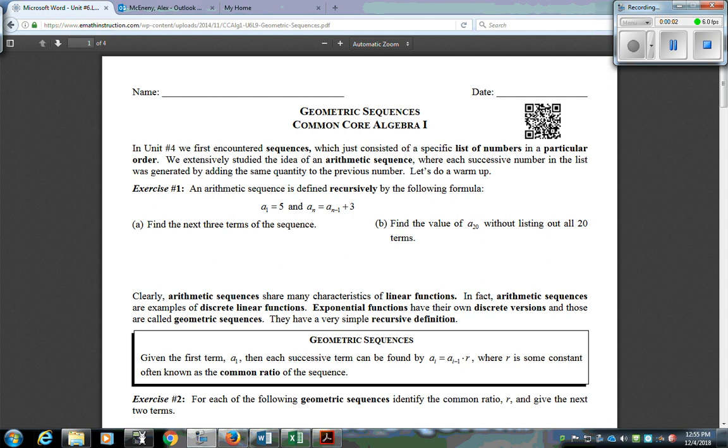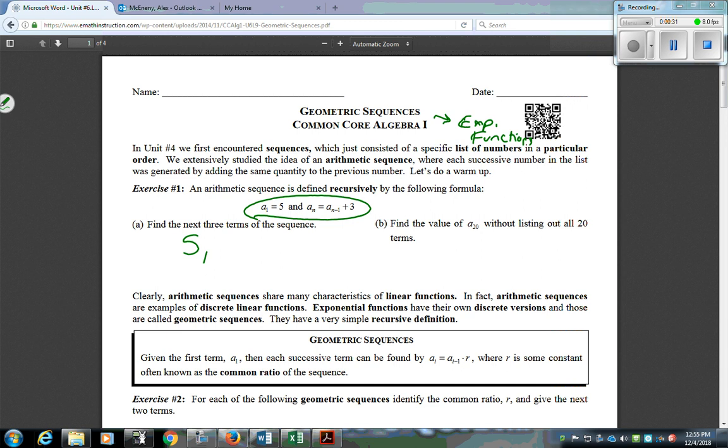We're going to be talking about geometric sequences and their differences from an arithmetic sequence, and also how a geometric sequence is similar to what we talked about in Unit 4, which was exponential functions. So we're going to review an arithmetic sequence, and for exercise 1, they give us a recursive function. The first term is 5, and they want us to list the next 3 terms.